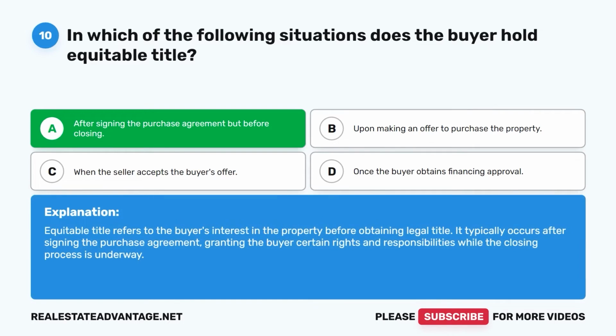Equitable title refers to the buyer's interest in the property before obtaining legal title. It typically occurs after signing the purchase agreement, granting the buyer certain rights and responsibilities while the closing process is underway.